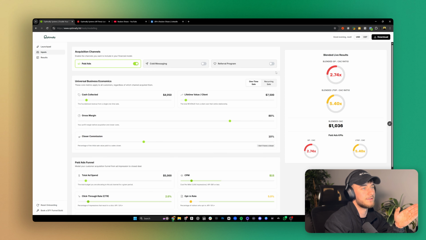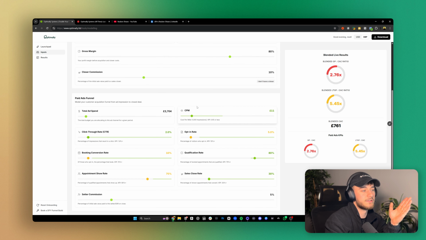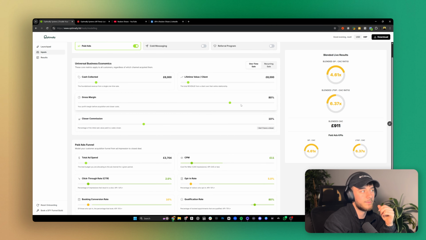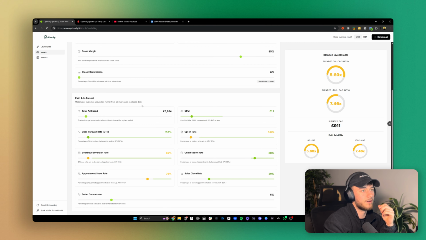So I'm going to turn paid ads on. I'm going to switch it to pounds because I am British, and I'm going to go through this with you to work out what return I might get from the ads themselves. So my service is 6K. If you don't know, average lifetime value is around the 8K mark at the moment. Hopefully that increases over time. My profit margin is actually 85%. I'm closing for myself at the moment, so I don't have a closer. Total ad spend is going to be, in a month, ideally, £10,000.